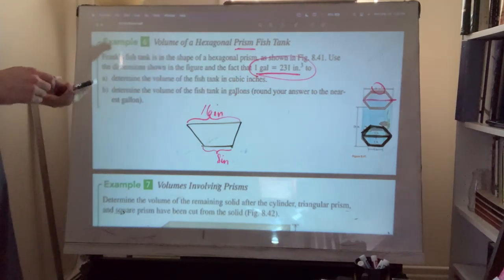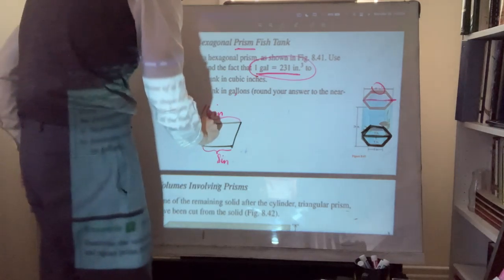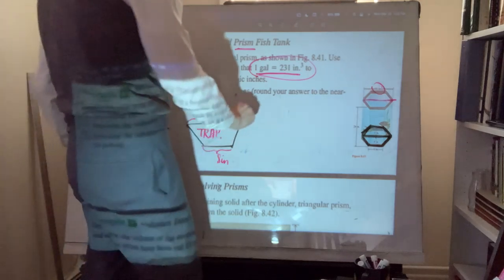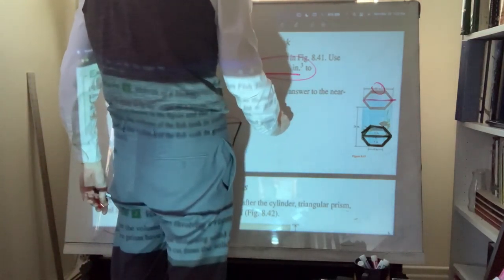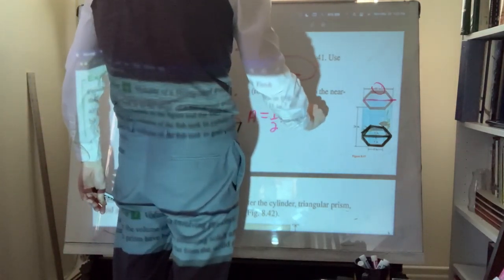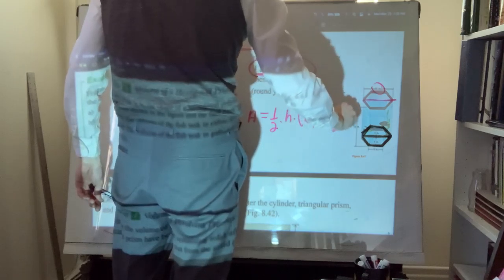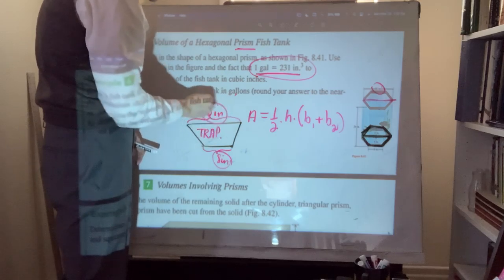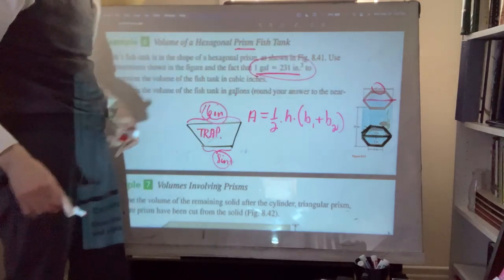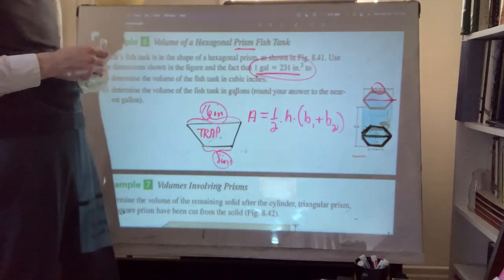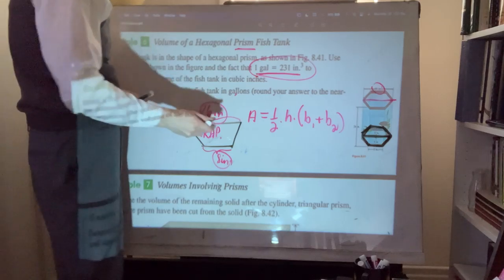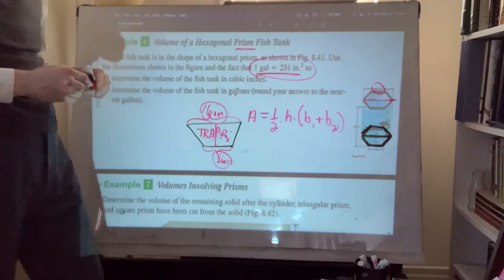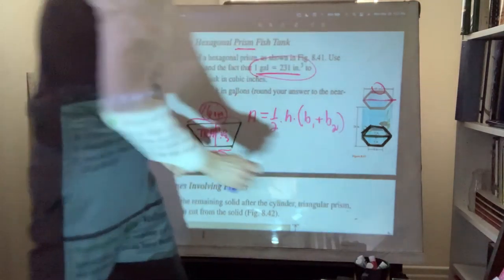Anyhow, if this is a trapezoid, we have a formula established for the area of a trapezoid. The area of a trapezoid is equal to 1/2 times the height times the sum of the two bases. Right? This is a base, and this is a base in this formula. That's how it would be labeled. Okay? The height dimension is coincidentally 8 inches as well.